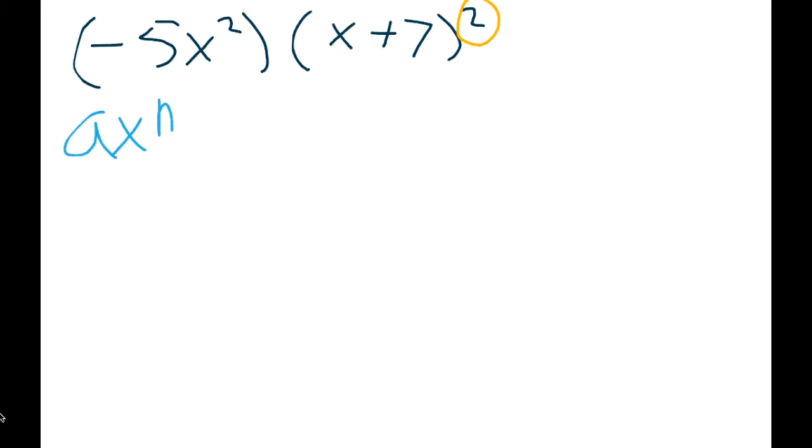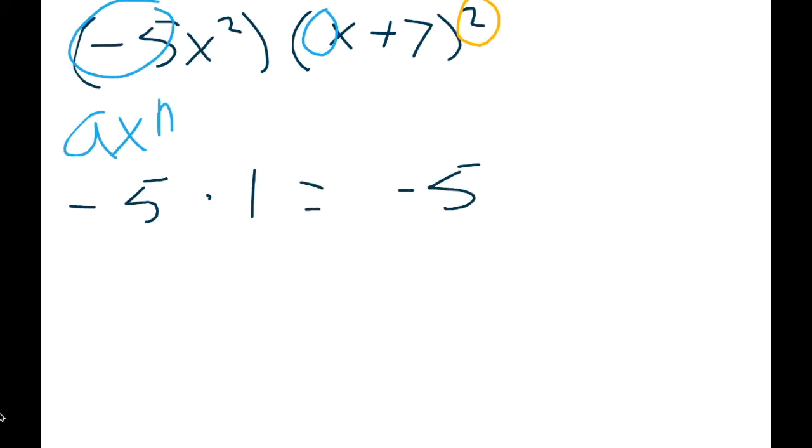AXN. So first we do our coefficients, which would be negative 5 and 1. So negative 5 times 1 equals negative 5. So we know that our A equals negative 5.